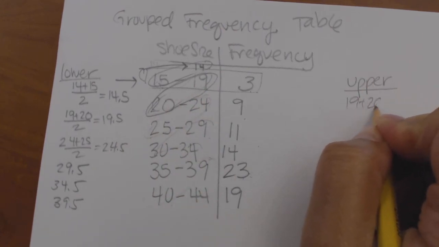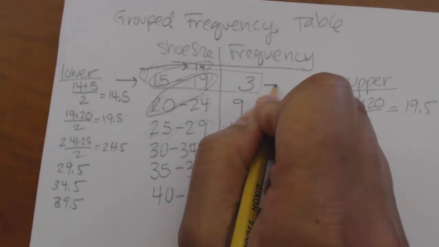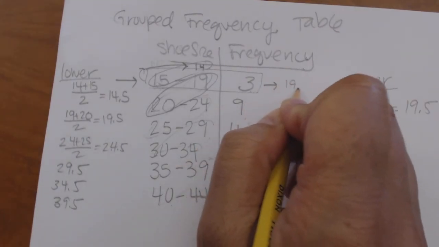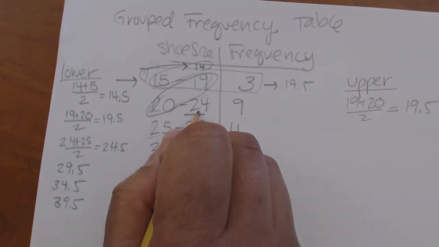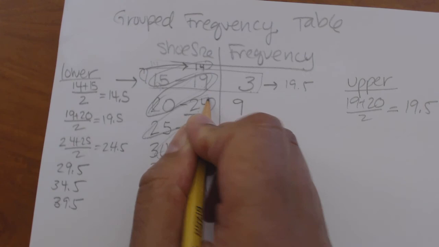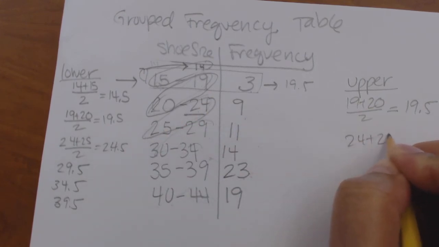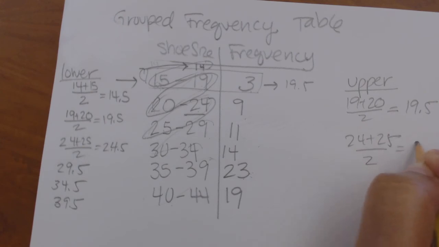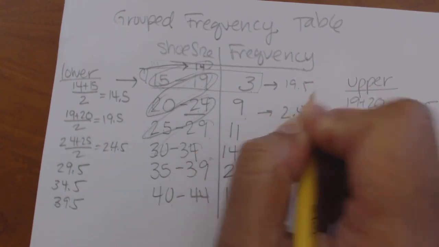Add them up and divide by 2. So that's going to give us 19.5. So for this group, our upper boundary is 19.5. For this group, we look at the 24, which is the larger number, and then we look at the number next, 25, and we do the same thing, 24 plus 25 divided by 2, and that's going to give us 24.5. So the upper boundary here would be 24.5.